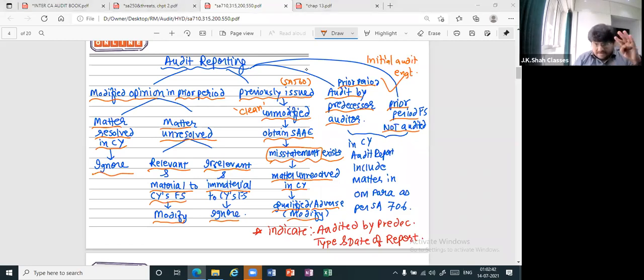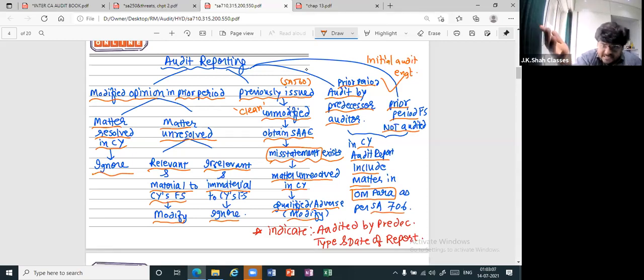Wait, here what you have to do is, I am auditing in the current year. The prior year, I have not audited. So do I have anything to do with last year's information? No. Then what I will do is, in my current year's audit report, I will include the matter in the OM para, the Other Matters paragraph, under SA 706.